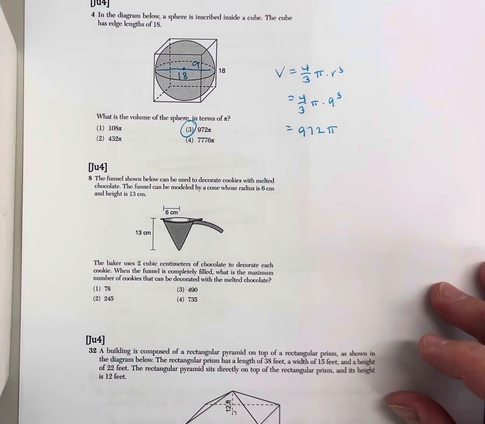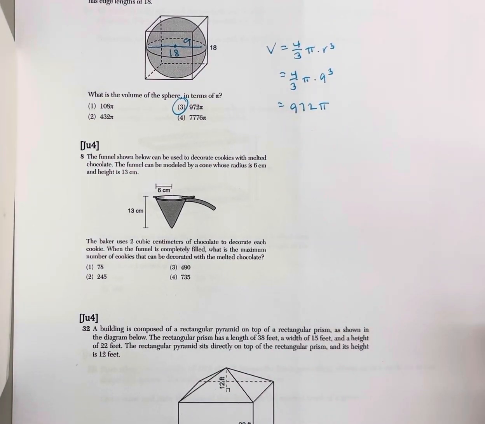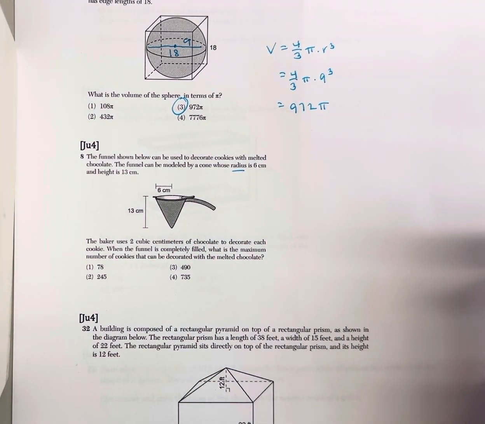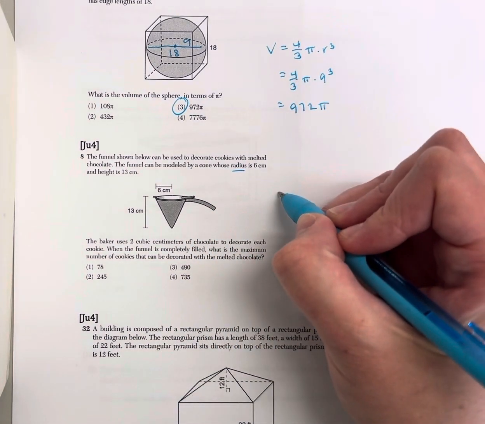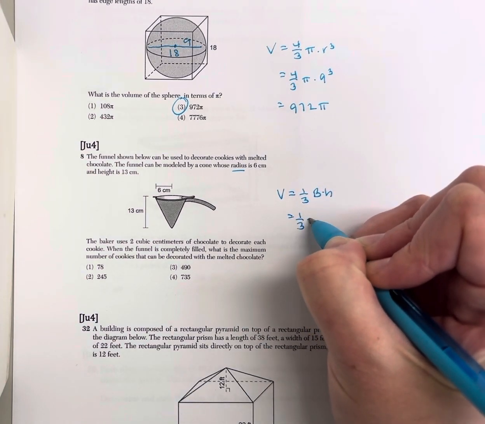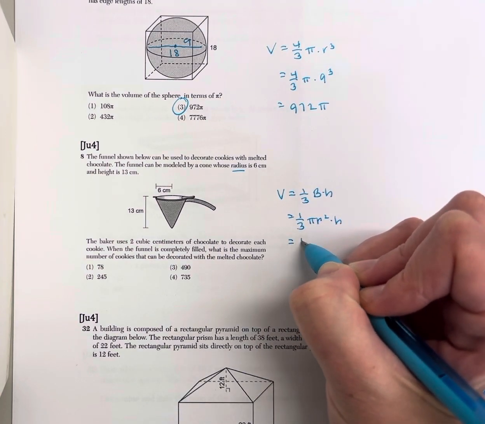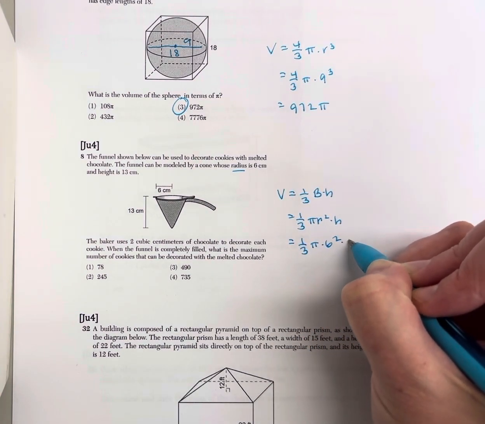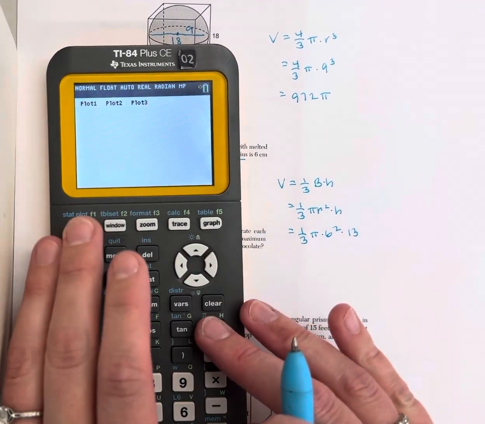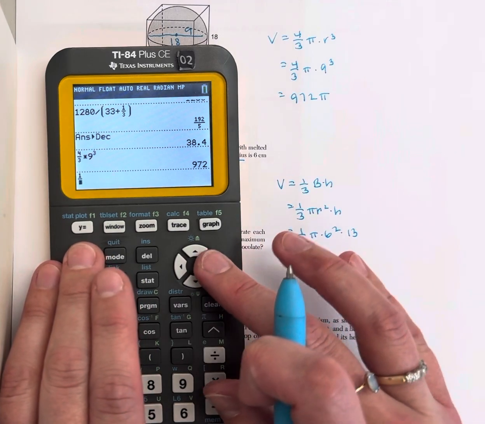The funnel shown below can be used to decorate cookies with melted chocolate. The funnel can be modeled by a cone whose radius is 6 and height is 13. The baker uses 2 cubic centimeters of chocolate to decorate each cookie. When the funnel is completely filled, what is the maximum number of cookies that can be decorated with the melted chocolate? Okay, this is a cone, so volume is 1/3, capital B times H. Capital B is pi r squared times H. We know that R is 6 and H is 13. So we're not doing anything fancy with this volume.